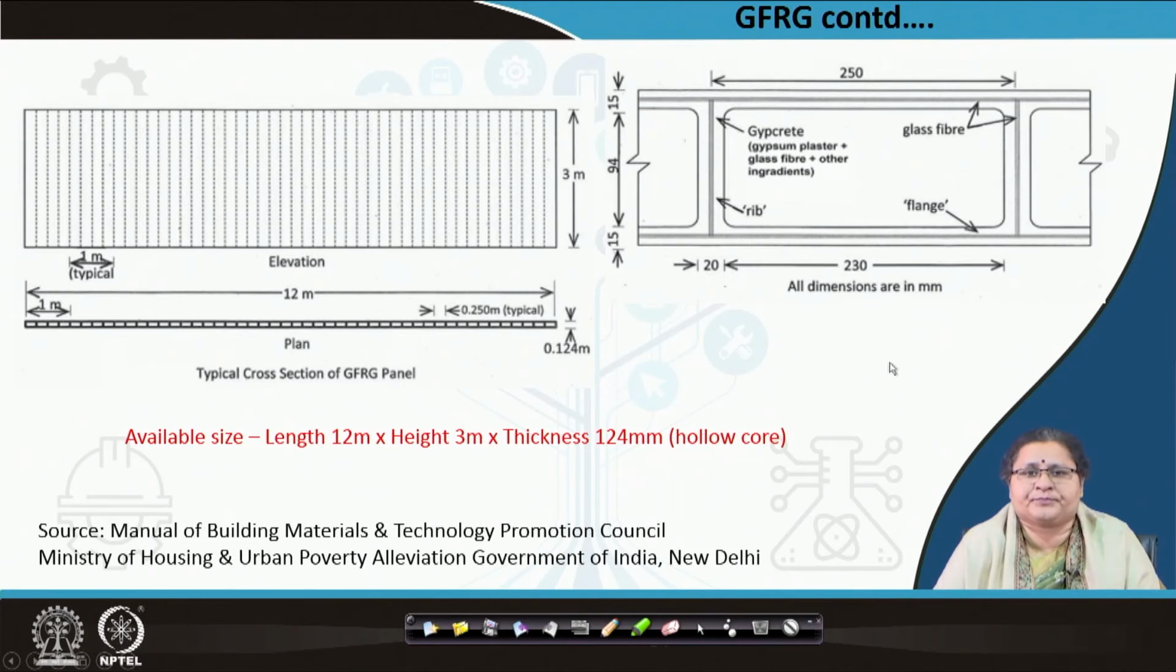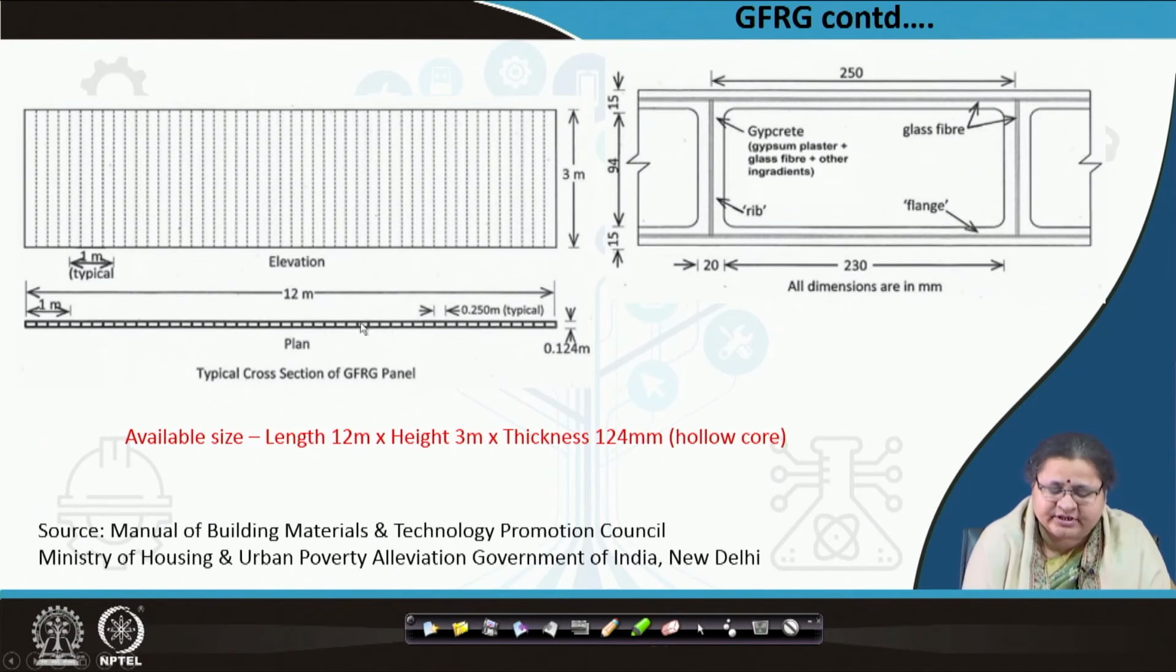How does it look? Here is the panel. Here is the cross section where you can see this is the hollow. It is 250 millimeter where it is having a rib strengthening the item. You can see the cross section here. So, at every 0.25 meter, that is 250 millimeter, there is a rib which is strengthening the wall, and the glass rovings are being mixed with the gypsum and it has created the two ends and also the ribs.